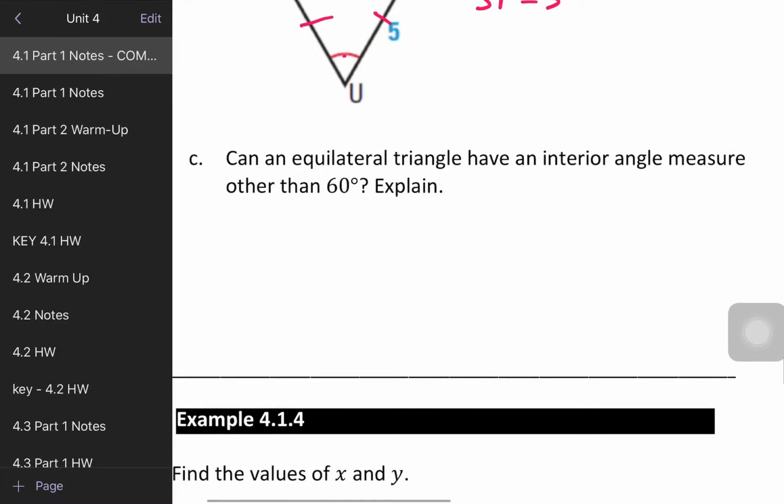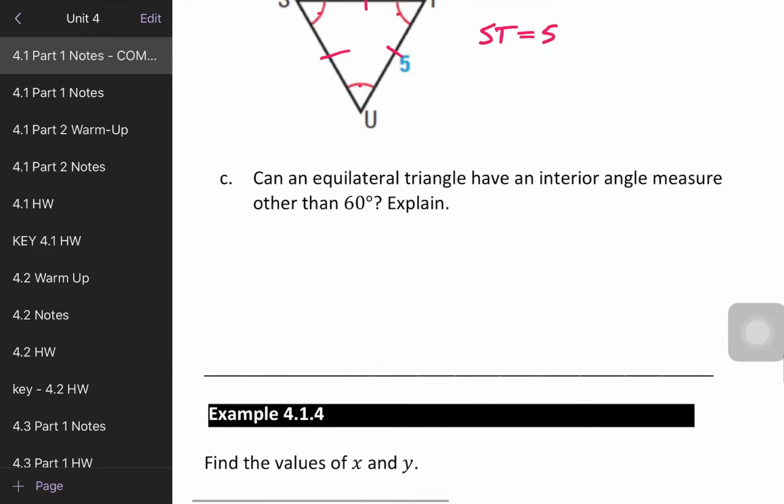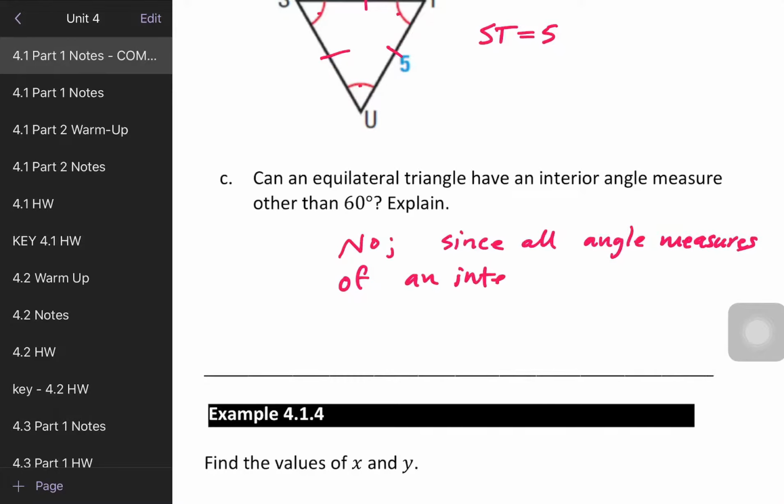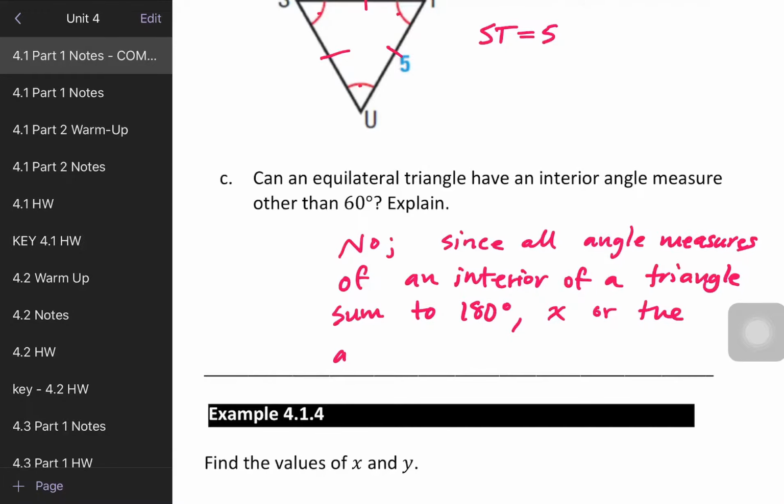Can an equilateral triangle have an interior angle measure other than 60? Explain. The answer would be no, since all angle measures of an interior triangle sum to 180 every single time, so the angle measure will always be 60.